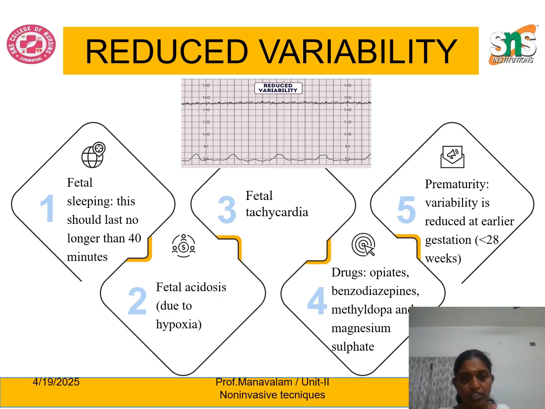In the case of fetal acidosis, it occurs because of hypoxia, a long period of hypoxia, and fetal tachycardia. And if the mother has had drugs like opiates, benzodiazepine, methyldopa and magnesium sulfate, for mothers who have some medical problems, or in order to reduce the pain perception during labor, the doctors administer certain medication.